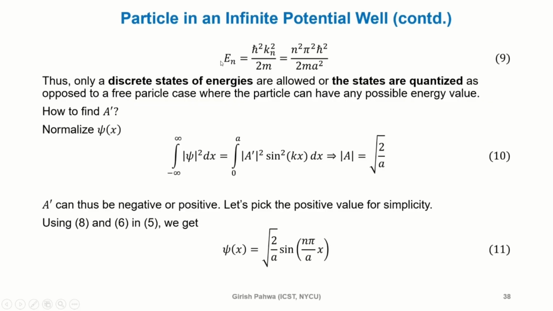The separation between the energy values, so these energy values are separated, right? For n equal to 1, it is pi square h bar square divided by 2 m a square, right? For n equal to 2, it is 4 pi square h bar square divided by 2 m a square, right? So there is some separation between them. That separation will increase if we confine the particle more.